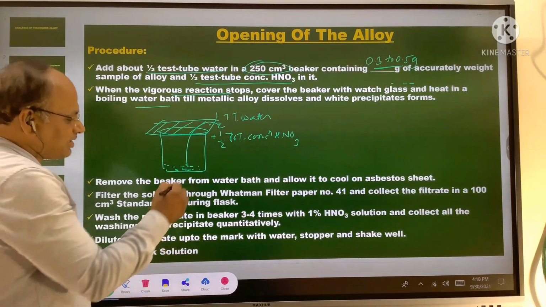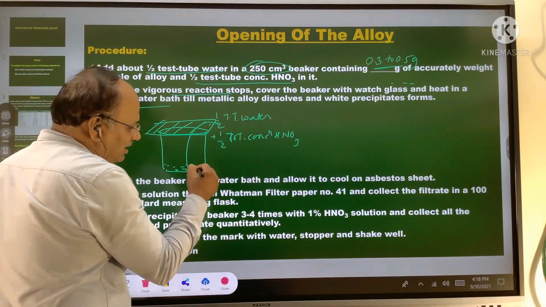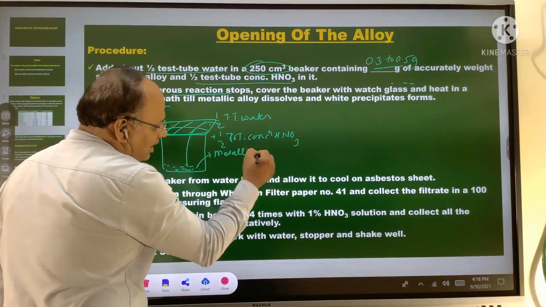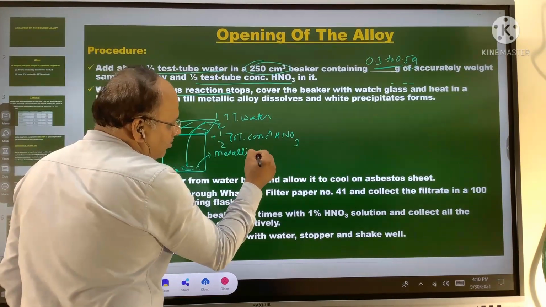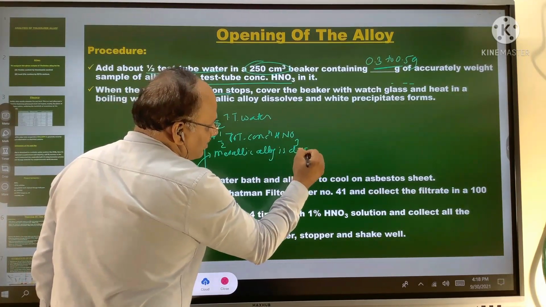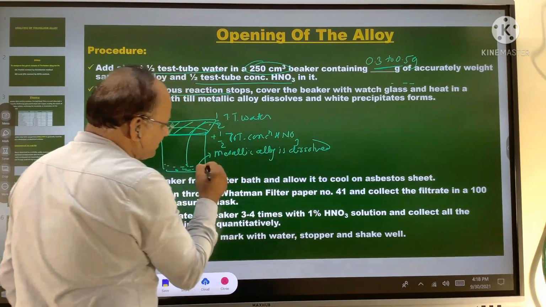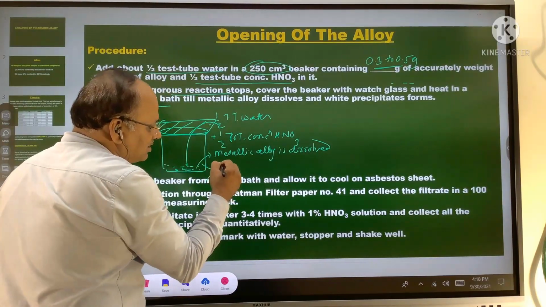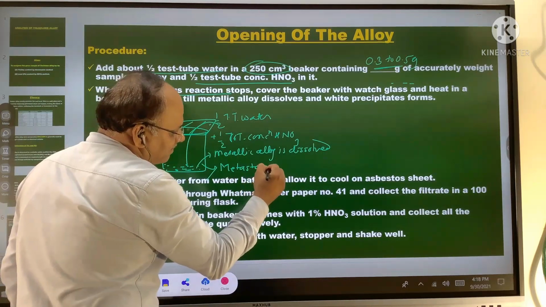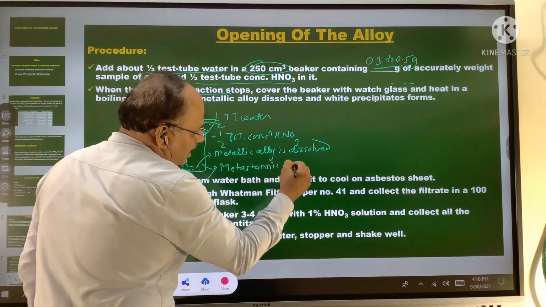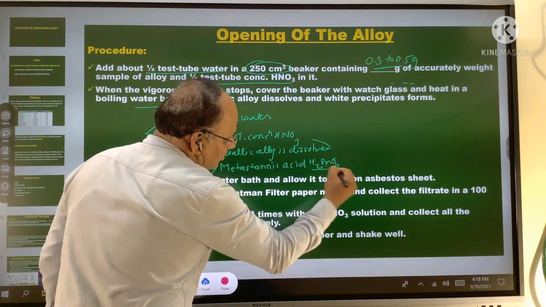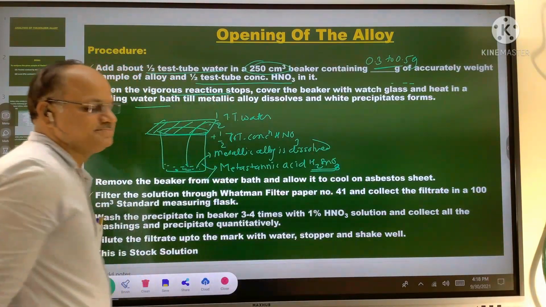At the same time, what happens is that at one hand the metallic alloy is dissolved, at the same time metastannic acid, that is H2SnO3, will be precipitated.